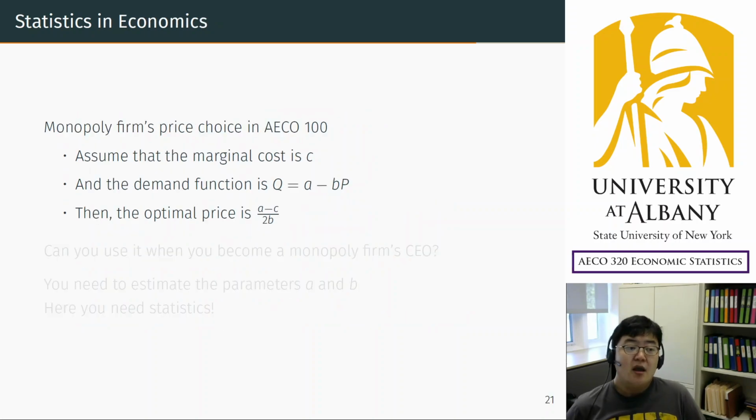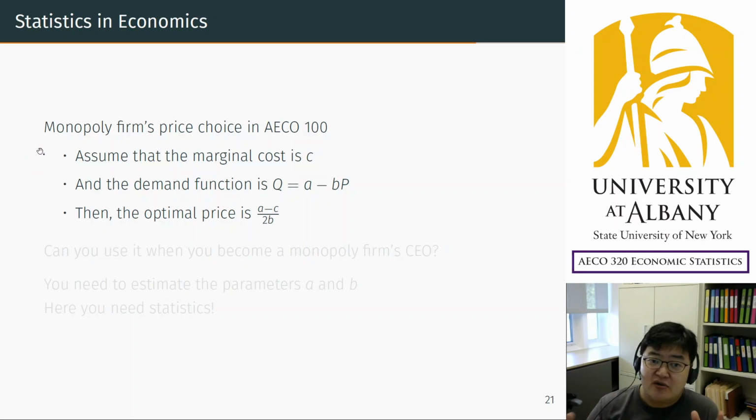So think about this example, monopoly theory. I don't know if you learned monopoly in intro micro, but the example is not that difficult. In microeconomic theory, there is a theory about how a monopoly firm chooses the optimal price. And it goes like this. Assume that the marginal cost of production is C. So to produce another product, it costs C, and the demand function is given simply by the quantity equals A minus B times price. So it's a downward sloping demand curve.